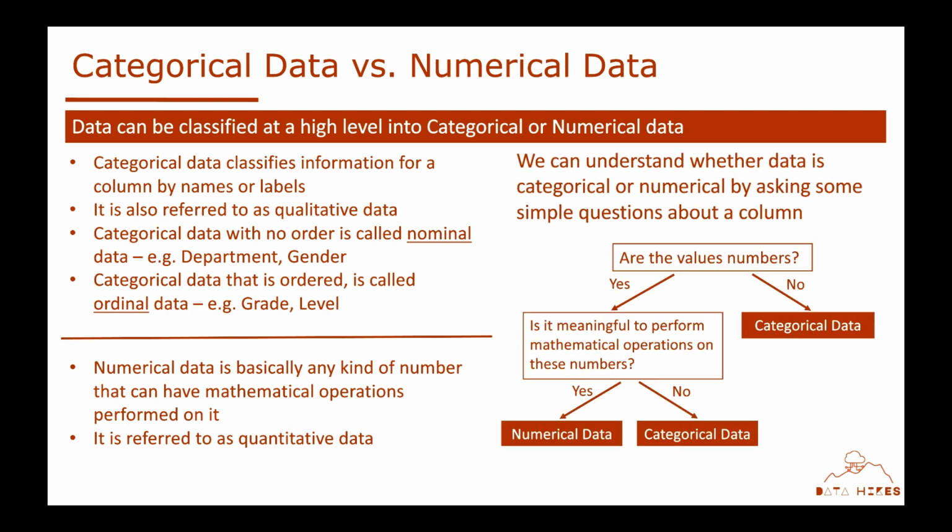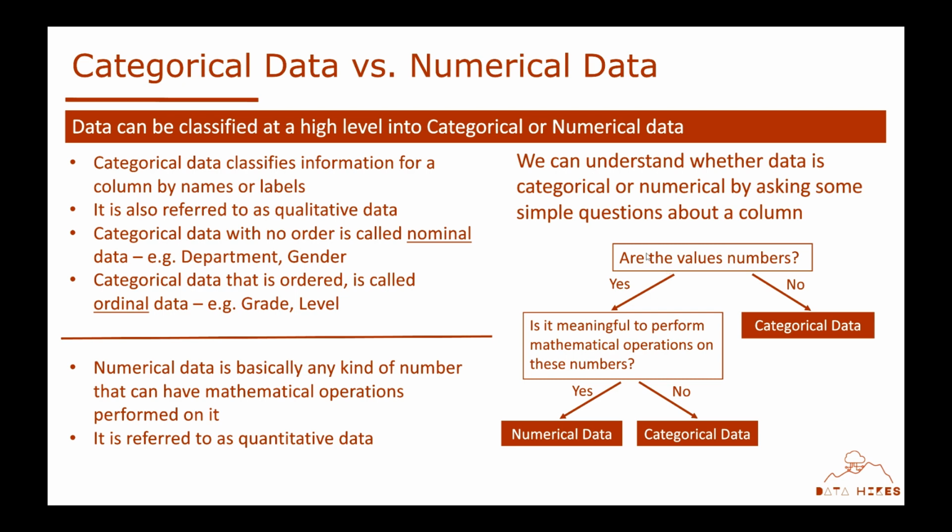Let's see exactly how we can understand whether data is categorical or numerical by asking simple questions about a column. The first question we want to ask is, are the values that the column holds numbers? If the answer to that is no, if the values are not numbers, then it is just straight up categorical data. There's no second thought about it.